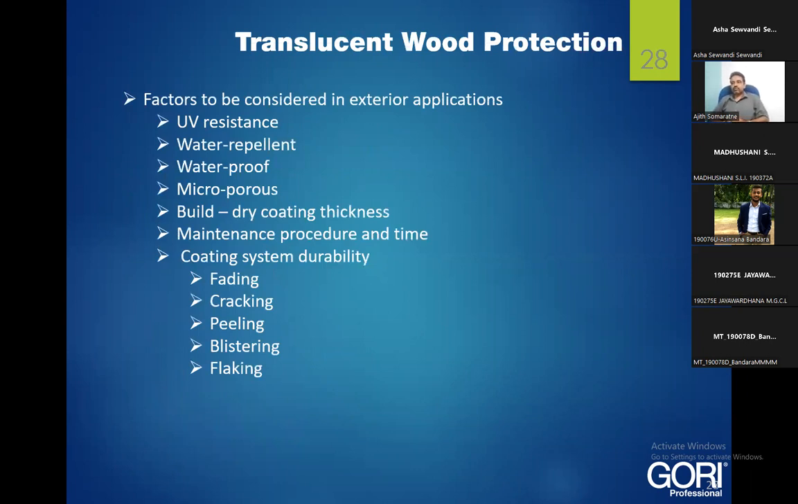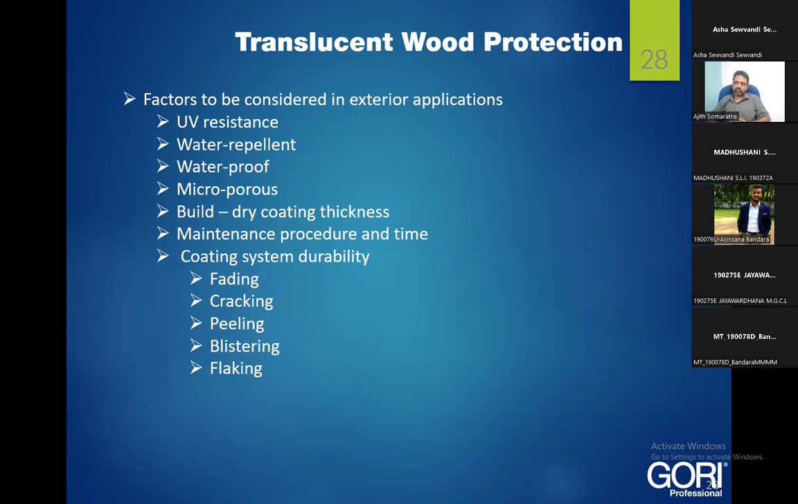When you're talking about translucent wood protection, as engineers, we should know some factors or parameters. One is UV resistance. We should understand the degree of UV resistance offered by that protection. Now you know how to calculate the severity and how to identify the factors for the degradation. So if it is an application with high or severe UV attacks, then UV resistance is one of the main concerns. Here we can get the details from the manufacturer for the durability of the product against UV, right?